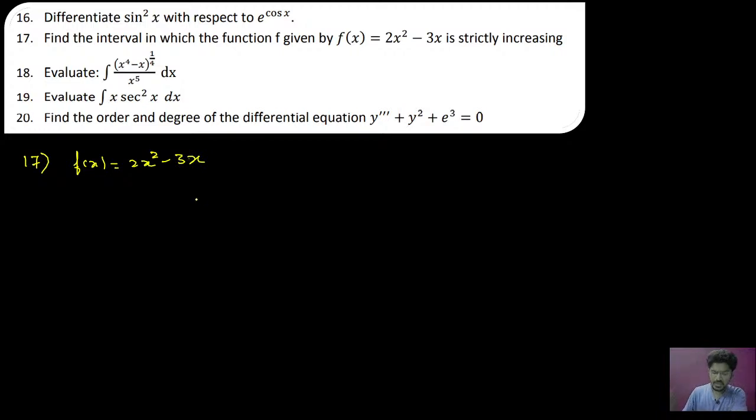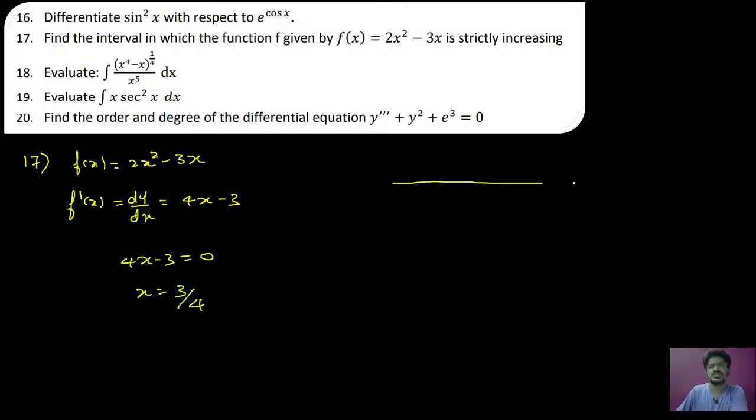No problem. You must know the meaning of strictly increasing. What is the meaning of strictly increasing? dy by dx must be greater than or equal to 0. Okay. So differentiate it. This will be f dash of x, that is nothing but dy by dx equal to 4x minus 3. Equate this term to 0. If you equate this to 0, you will get x equal to 3 by 4.